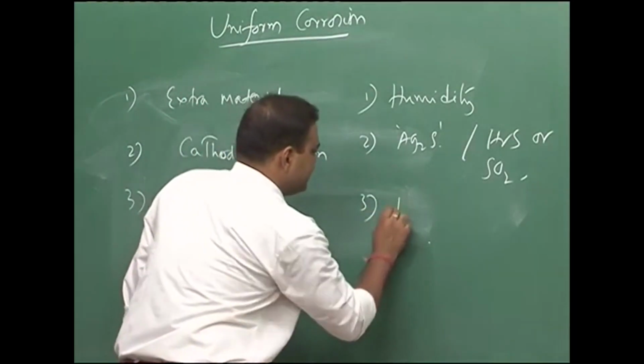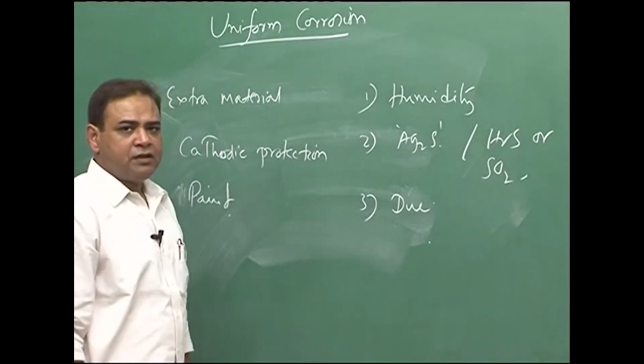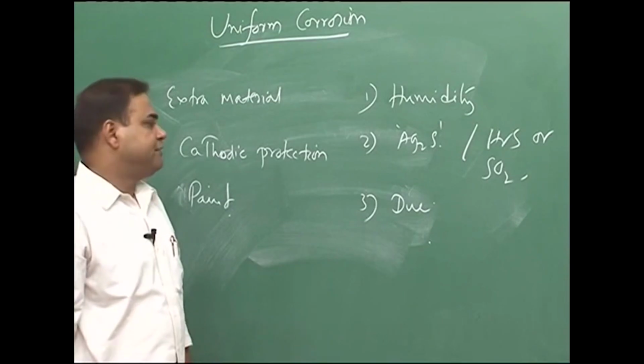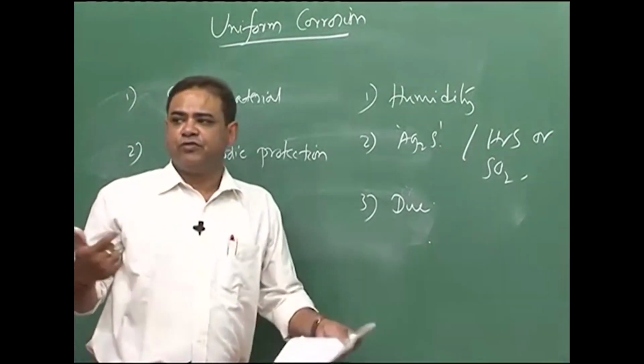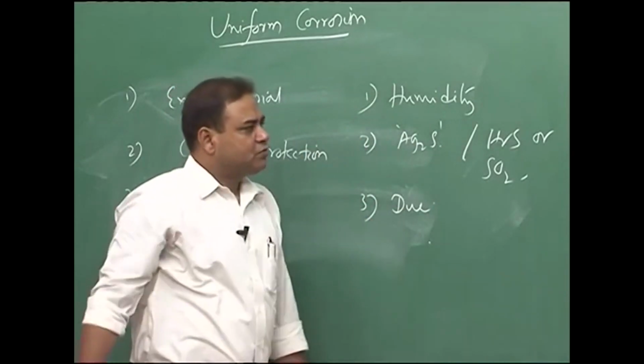So, in that sulfuric acid media, iron can get corroded at a little faster rate. Now, third is dew. If there is dew formation, then the possibility of uniform corrosion increases, and if it is a dry place, then the uniform corrosion would be less. So, these are the major factors which guide.